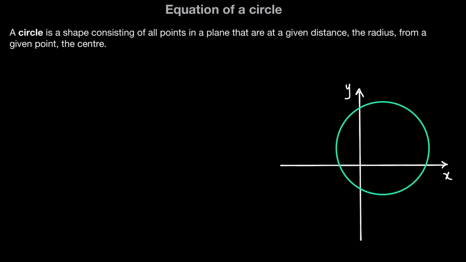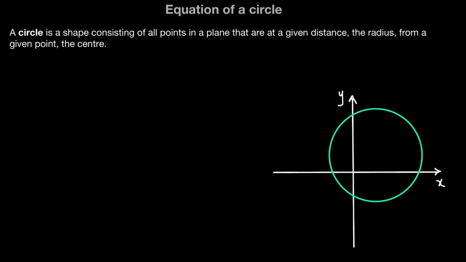So over here, if we were to visualize this, we can say that the center, let's call that C over here. A circle is a shape that consists of all the points in a plane that are at a given distance from the center point, and we call that given distance the radius. So what that means is that any point x comma y on the circle is a fixed distance away from the center, and we call that fixed distance the radius. We're going to use the letter R to represent the radius.